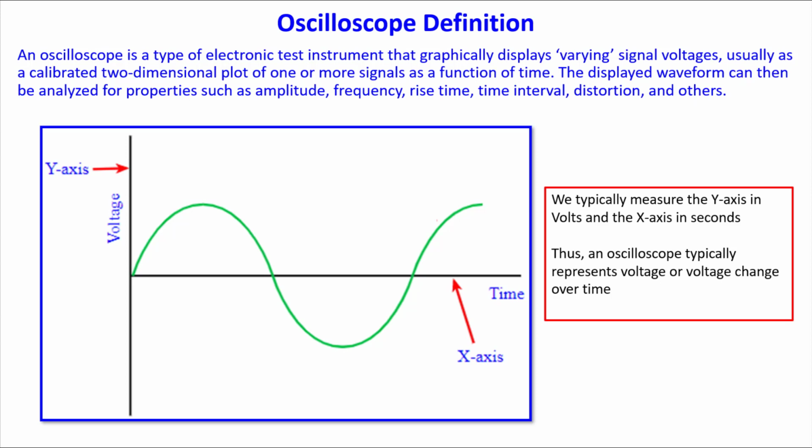We can look at rise time, the amount of time it takes to go from 0 to its peak, right? Time interval, right? What is the length of the waveform, right? Distortion and other factors. And you can see here on this little chart, usually on the x-axis, we mark time. So how long does it take for this signal to do its thing and come back and start over again, okay? And on the y-axis here, we're looking at the magnitude of it, right? So how big is this waveform?